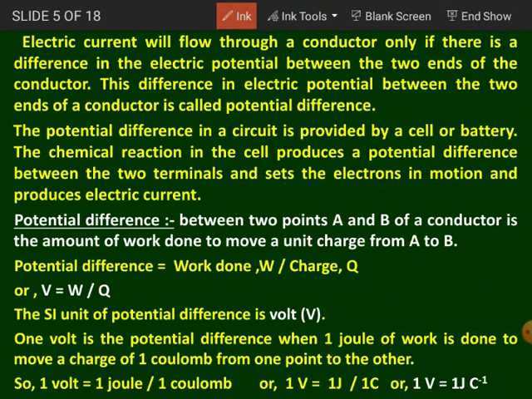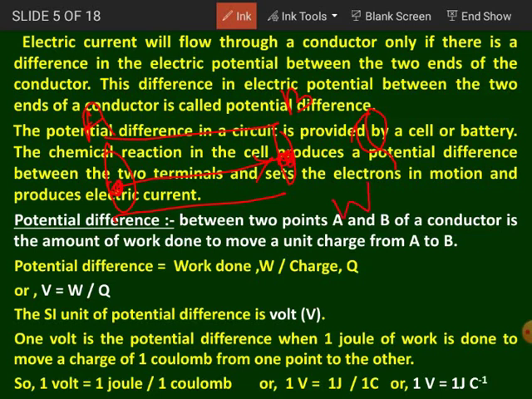So when you bring that charge from one point to another point, say if you are going to bring that Q amount of charge from one end of the conductor to the other end, that means from point A to point B inside the conductor, then you need to find out how much work is done in taking this Q amount of charge from point A to point B.